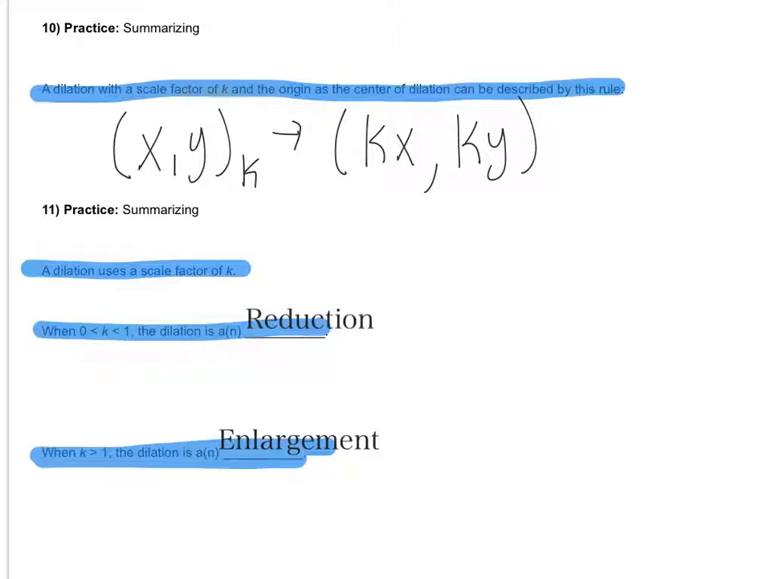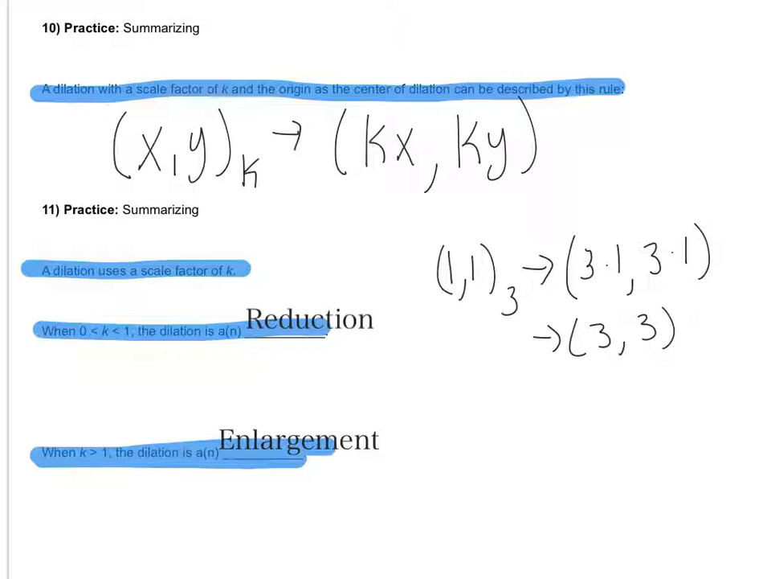Let's say we have a point, and that point is at 1, 1. That's my pre-image. Now let's say I want to enlarge it by a scale factor of 3. What's going to happen is you'll multiply 3 times 1 and 3 times 1, and so your new point after that enlargement would just be 3, 3, because you multiply both the x and the y value by 3.